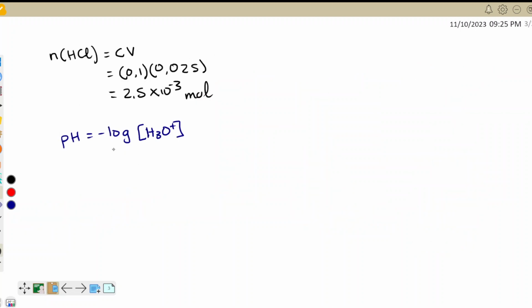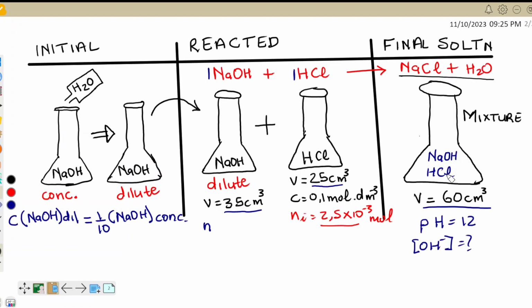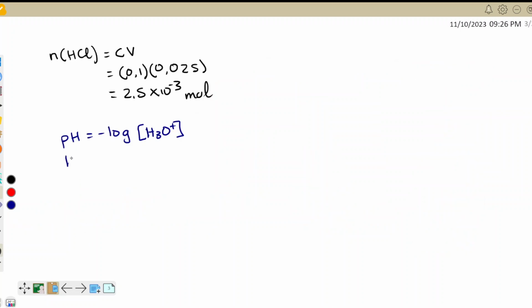Okay, we use the formula pH equals negative log of the concentration of the hydronium ions. Remember, in that final solution you have both the base and the acid. So you have the OH minus ions, and you also have the hydronium ions because there's both the acid and the base. They said the pH is 12, so we put 12 equals negative log of the concentration of the hydronium ions.